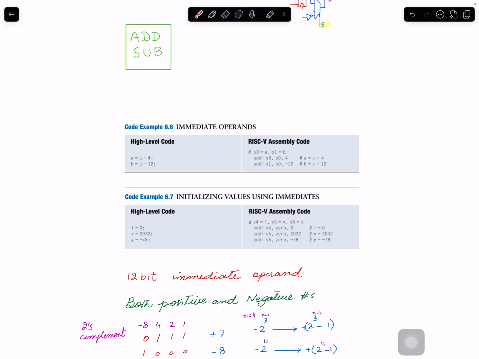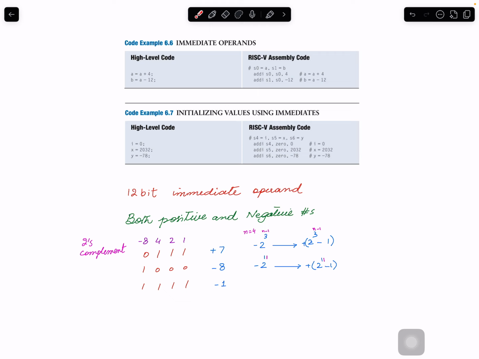Like on this side you can see i is equal to 0, x is equal to this, y is equal to minus 78. The number that you actually use here is called an immediate. That number that you have along with the instruction is called immediate. This is a 12-bit number, and in 12 bits we can also put a negative number. When you talk about negative numbers, there is two's complement. I mentioned how, with two's complement, you can represent different decimal numbers, and what the range of the numbers is.